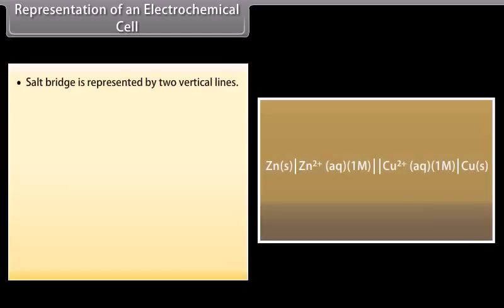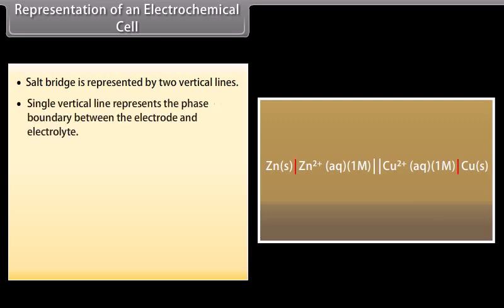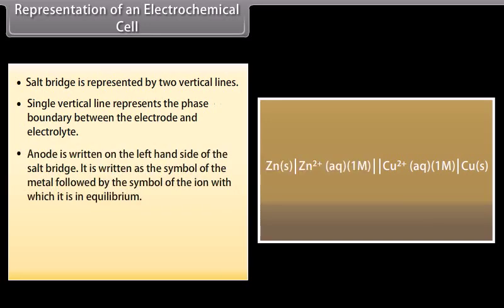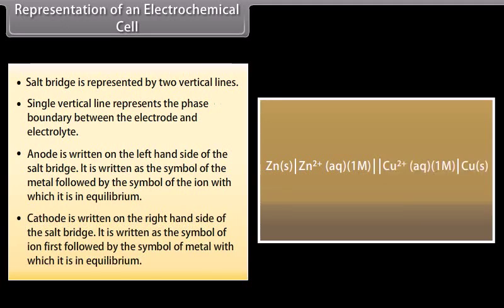Representation of an electrochemical cell. An electrochemical cell or a galvanic cell is represented in a manner as follows. Salt bridge is represented by two vertical lines. Single vertical line represents the phase boundary between the electrode and electrolyte. Anode is written on the left-hand side of the salt bridge. It is written as the symbol of the metal followed by the symbol of the ion with which it is in equilibrium. Cathode is written on the right-hand side of the salt bridge. It is written as the symbol of ion first, followed by the symbol of metal with which it is in equilibrium.